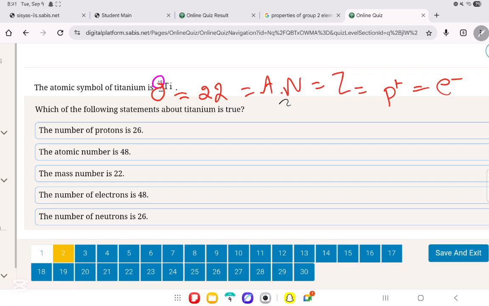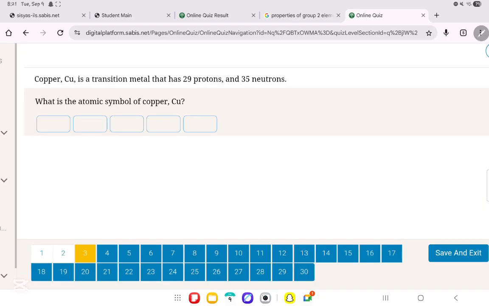Now, how much is the number of neutrons? It's very simply 48 minus 22, which is 26. So which of the following is our correct answer? The last one is our correct answer, that the number of neutrons is 26. Let's move on to question 3.